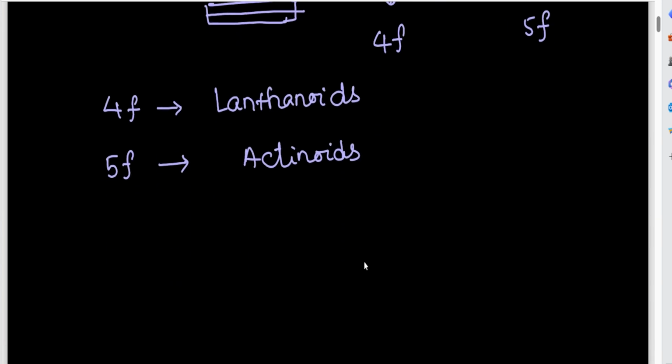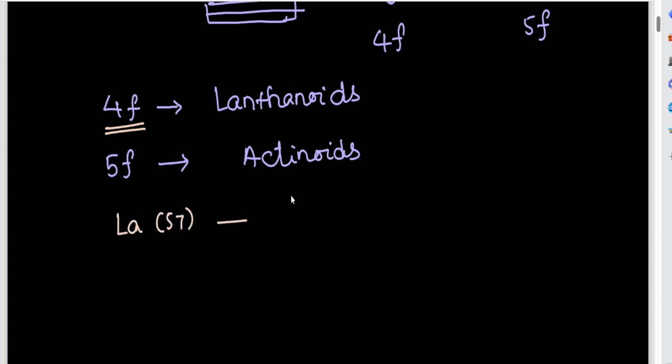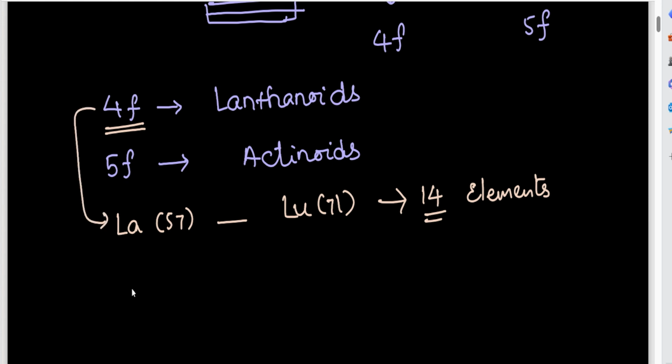And what is the difference between the 4F series and 5F series? And what are the similarities? Let us see. For example, what are the 4F series elements? 4F series means the elements from lanthanum, atomic number 57, to lutetium, 71. It consists of a total of 14 elements. So these 14 elements are called lanthanoids.